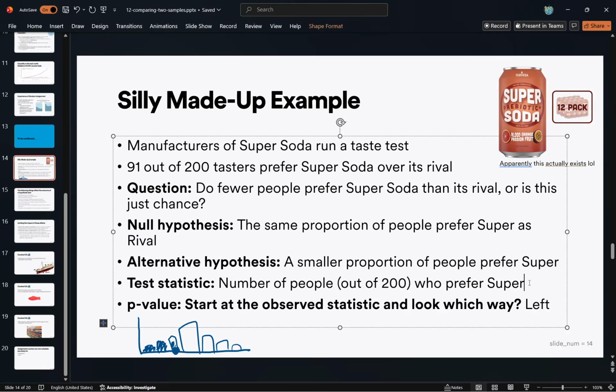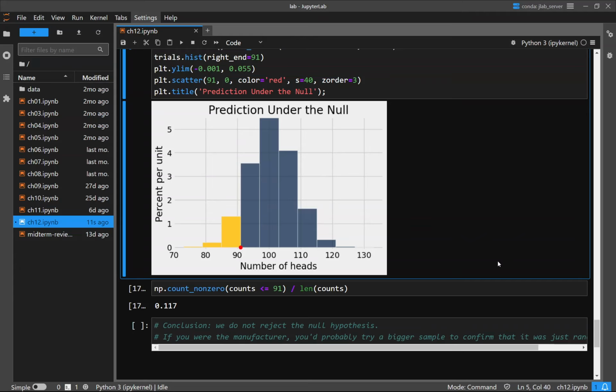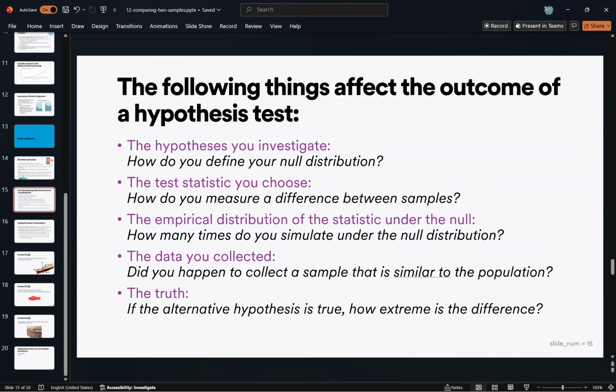We picked how many people like super soda. We could have also picked how many people like the rival. We could have done a proportion, 91 out of 200. Like what was the proportion of people, the percentage of people who liked the super soda or the rival? So a bunch of different numbers that you could choose, and those might give you different numbers. Like how do you measure the difference between your samples? Or a distance that we've done in previous chapters.